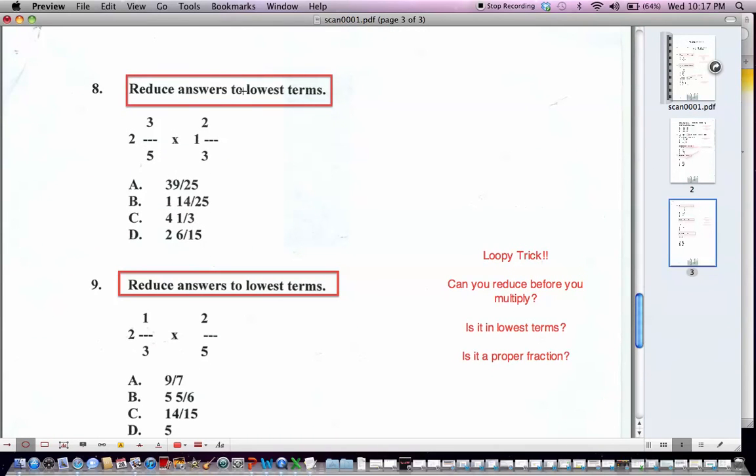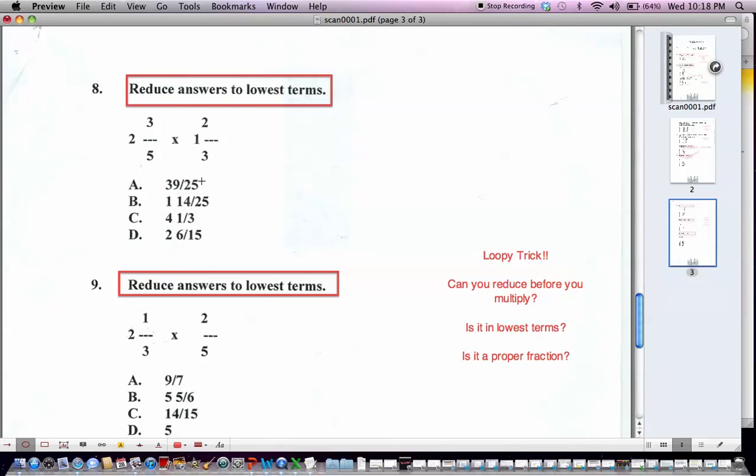Number 8, reduce your answers to lowest terms. Again, we're multiplying. We have 2 3/5 times 1 2/3. What do we got to do here? Here are some common tips. Do we need to use the loopy trick? If you do, use the loopy trick. After that, can you reduce before you multiply? So look diagonally. After you do that, is it in lowest terms? Is it a proper fraction? Answer those questions as you work through these.